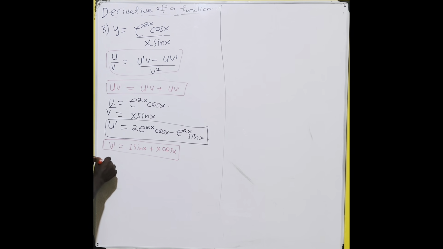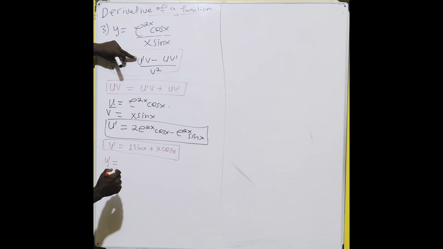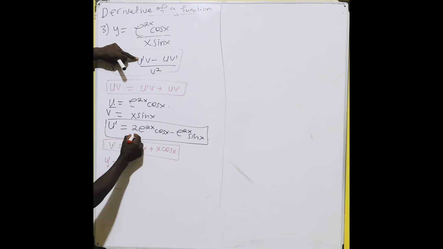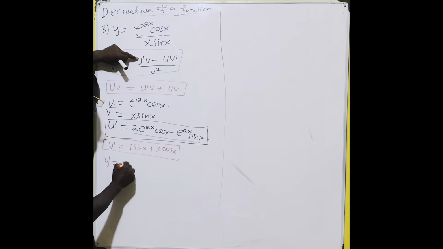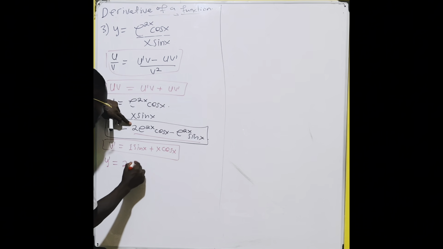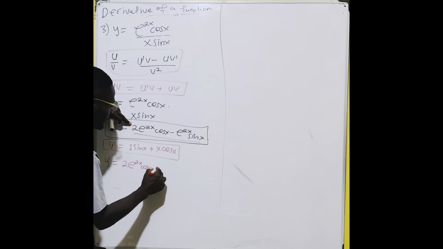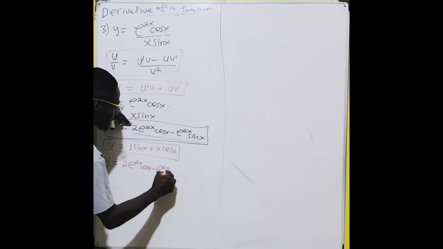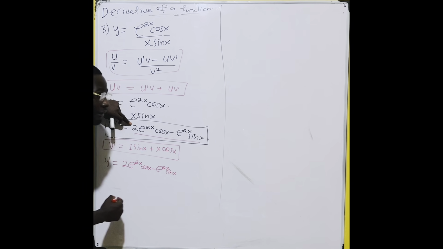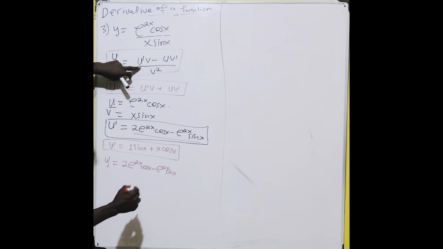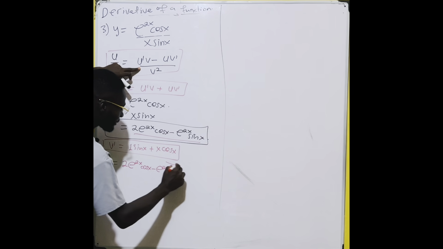So our y prime will be equal to, our u prime now is this here. So we have 2e to the 2x cos x minus e to the 2x sine x right here. So that is our u prime, right?